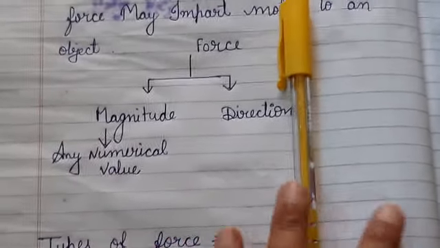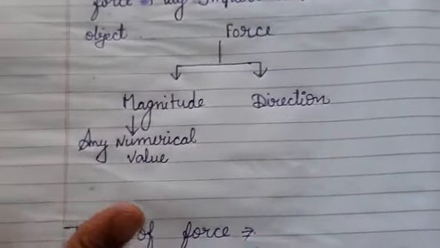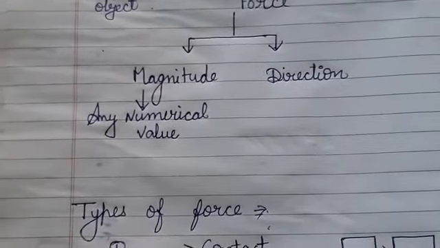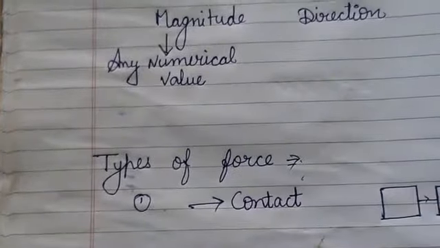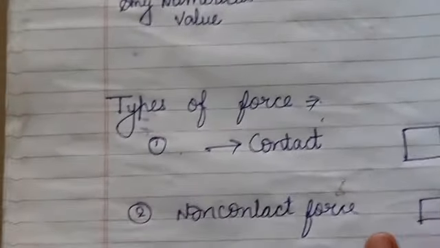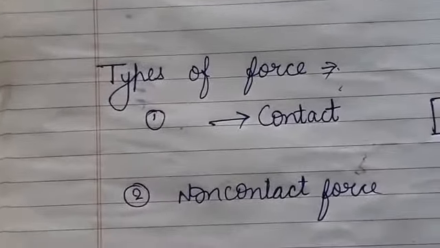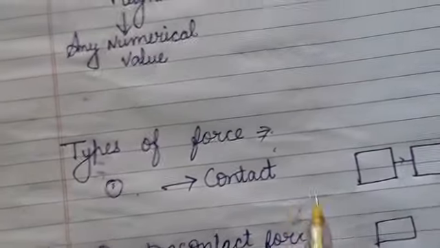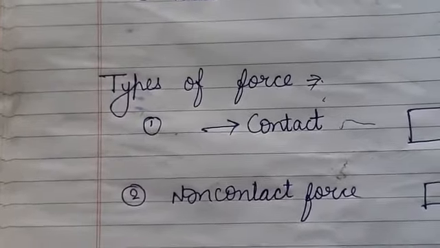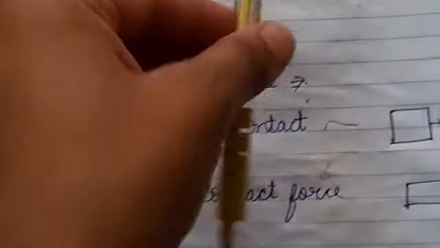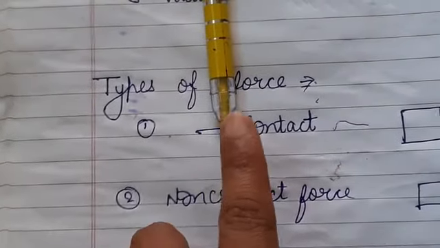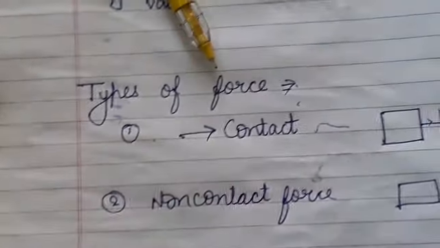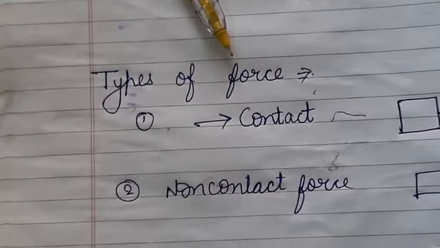It's clear. Types of a force. How many types of a force? There are many ways to categorize the force, but here we are categorizing the force by two ways: contact force and non-contact force. In a contact force, you are touching the object. Let's assume this is a pen. If I have to apply the force, then I have to touch the pen. This is called contact force.